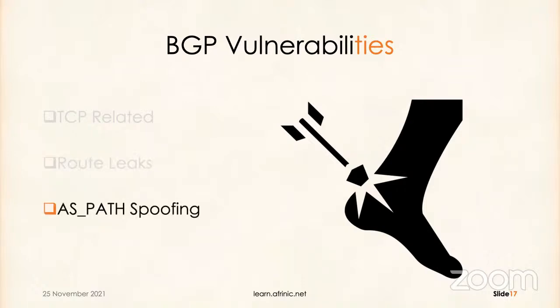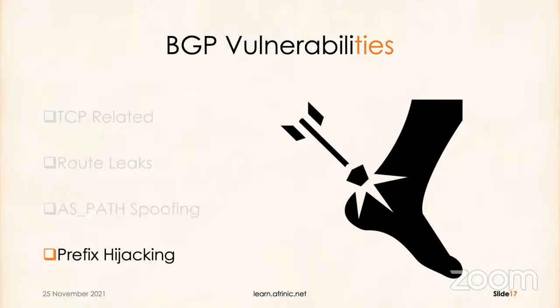Now the third one is AS path spoofing, where the AS path attribute in the BGP update is altered so that the attacker can allow traffic to go through a particular AS, maybe for snooping or whatever reason. But the main one we want to focus on today is prefix hijacking.